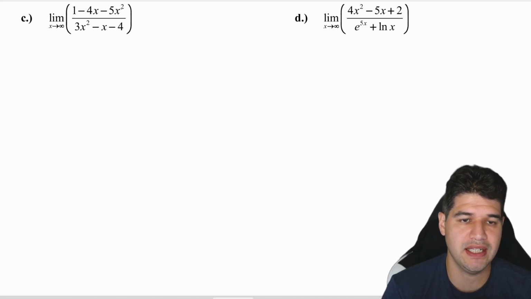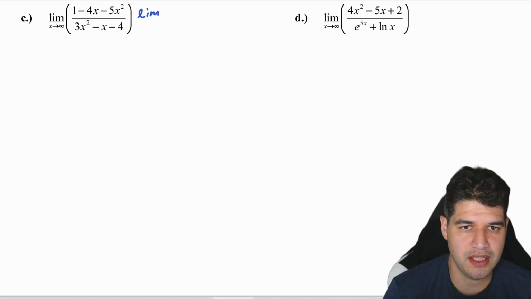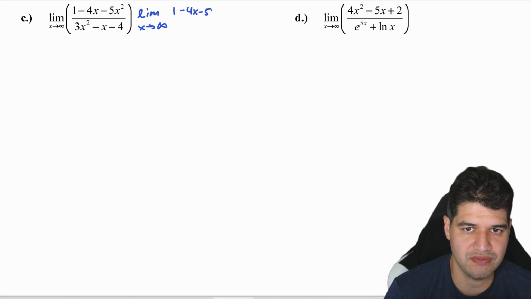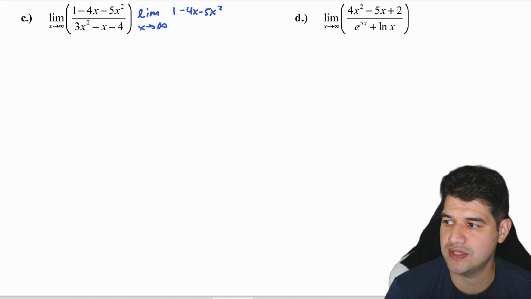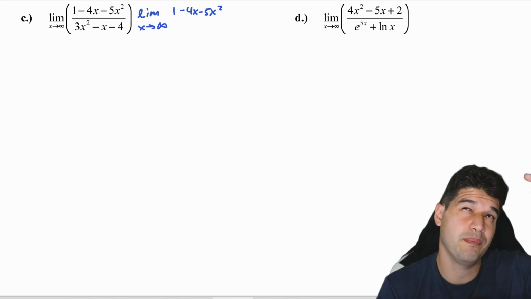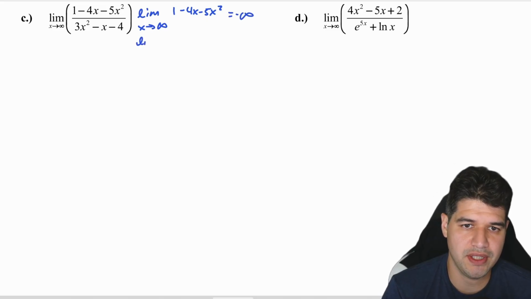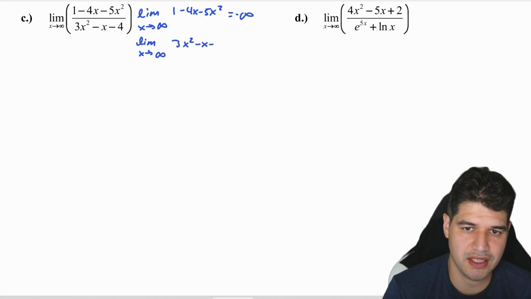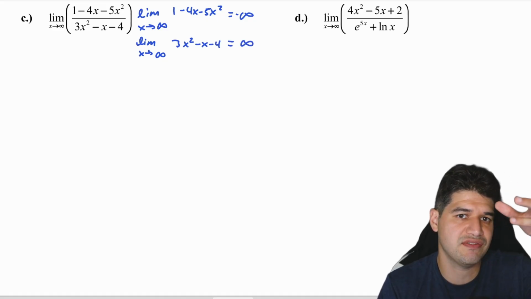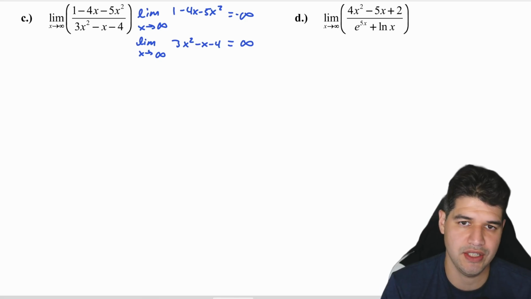If I were to plug in infinity, my numerator, the limit as x approaches infinity of 1 minus 4x minus 5x squared, is going to negative infinity because it's an even function and it opens downwards. And the limit as x approaches infinity of 3x squared minus x minus 4 equals positive infinity. So whenever you get these infinities over infinities, that is an indeterminate form.